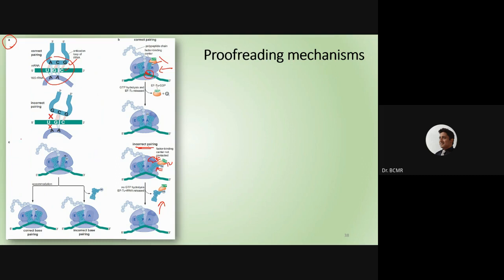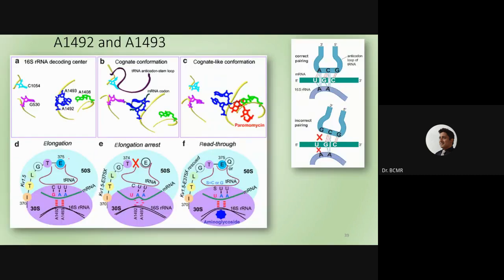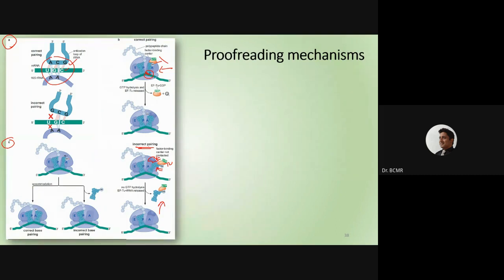The third one is called accommodation. I think I should use the actual web slides, but this is kind of an introduction to the proofreading mechanism. So just hang on while I repeat it in case you didn't understand. I hope you can see that here the amino acid is in this place, and this tRNA is facing this way. This is the amino acid, and the other amino acid is here.